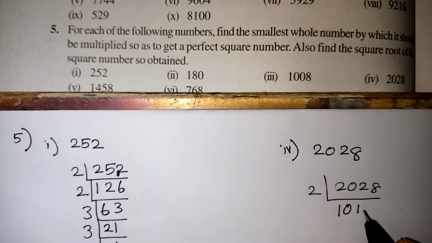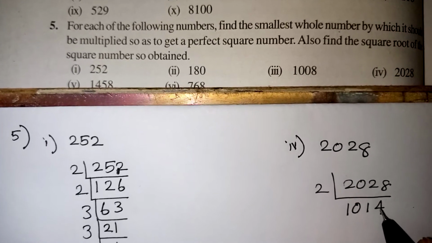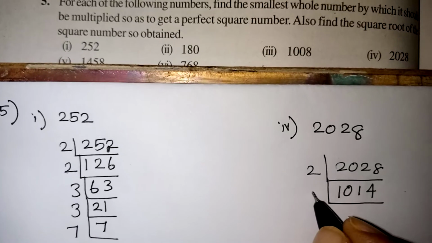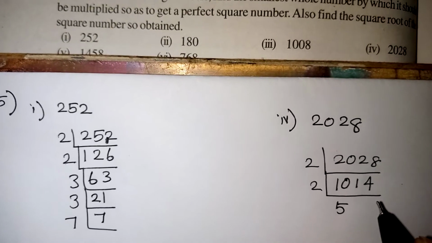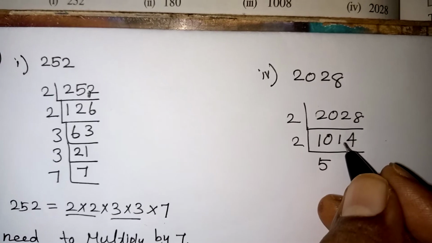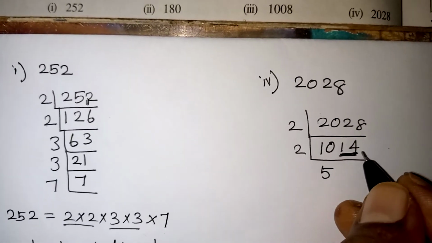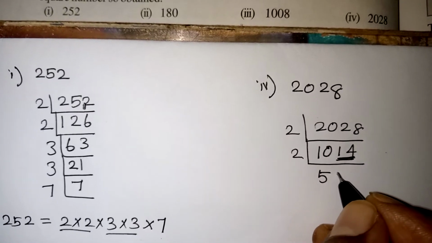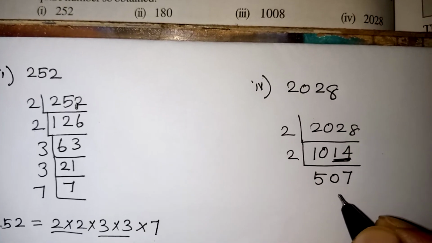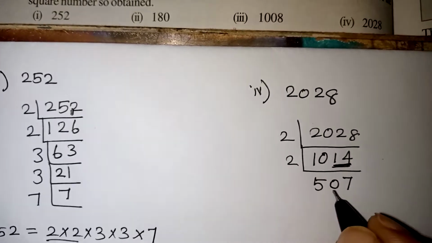4 2s are 8. Again the last digit is 4, so again it will come in the 2 table. 2 5s are 10. Again this 1 will not come in the 2 table. These two numbers together we are going to take. When we are taking two numbers together, you should write as 0 and 7 2s are 14. 507, 5 plus 7 is 12.